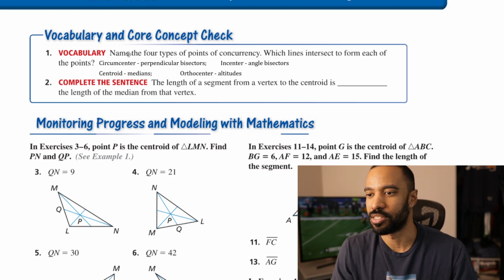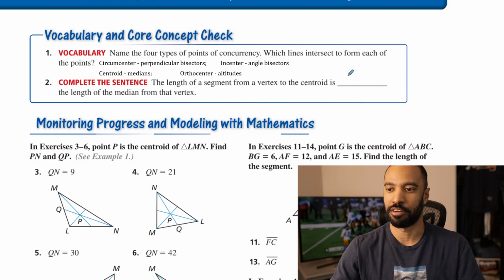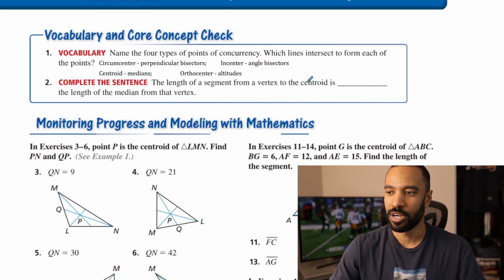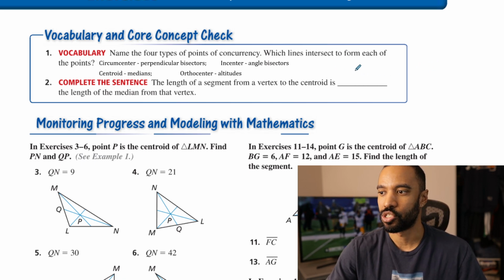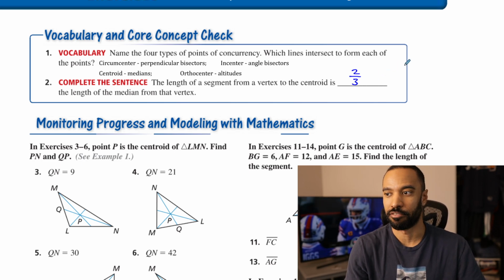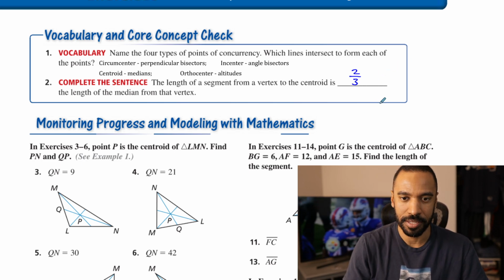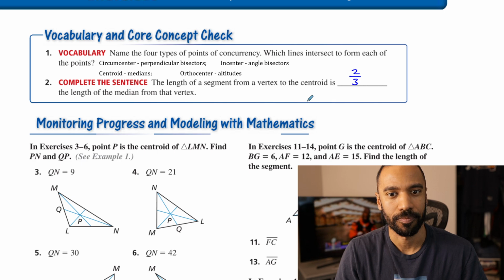All right, complete the sentence. The length of a segment from a vertex to the centroid is blank the length of the median from that vertex. So vertex to centroid, we're talking about the medians all intersecting. That's 2/3 of the length of the median from that vertex. The median's the entire thing, and then 2/3 of the median meets at the centroid from the vertex. That's the fraction we're going to use.